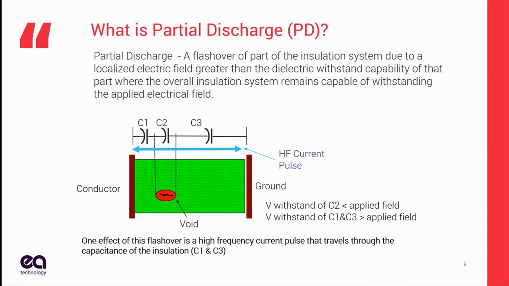So I've got a picture here of a conductor and a ground with some sort of insulation medium between them. That green thing on the slide is the insulation, and we have a discharge site in red. Now, any insulation system can be modeled as a set of series and parallel capacitors. By definition, you have a conductor and a ground, two plates with an insulating medium between them. That's the definition of a capacitor. So everything in our system has capacitance, some of it less, some of it more.